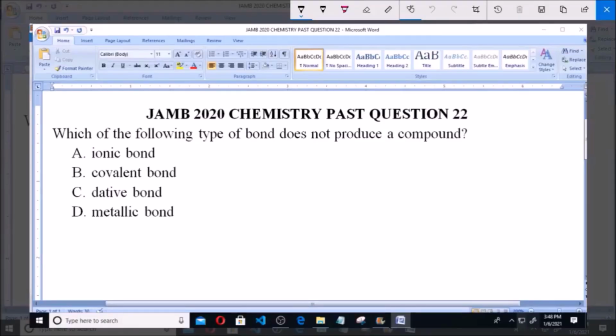I will be answering JAMB 2020 Chemistry Past Question 22. Which of the following types of bond does not produce a compound? A. Ionic bond, B. Covalent bond, C. Dative bond, and D. Metallic bond.